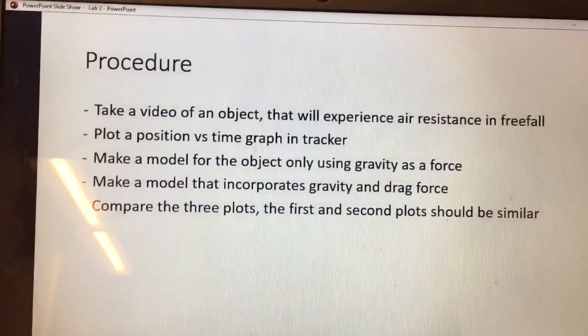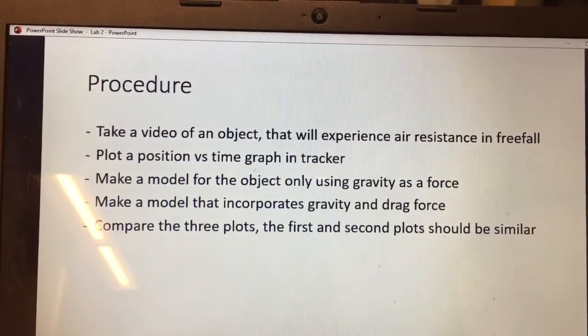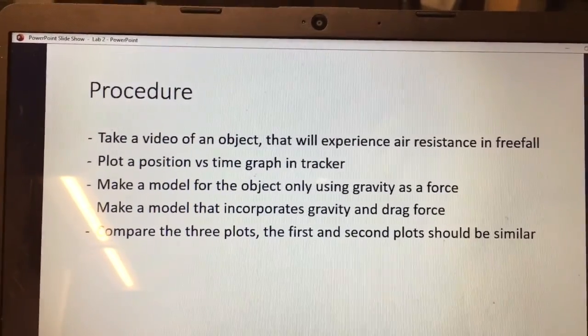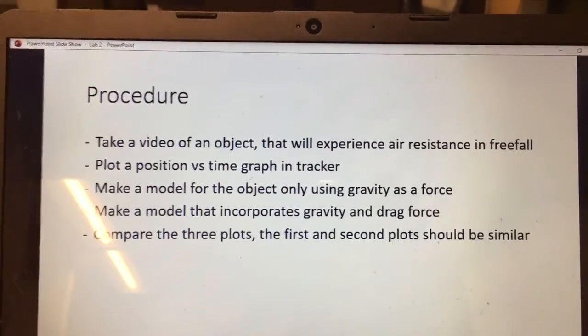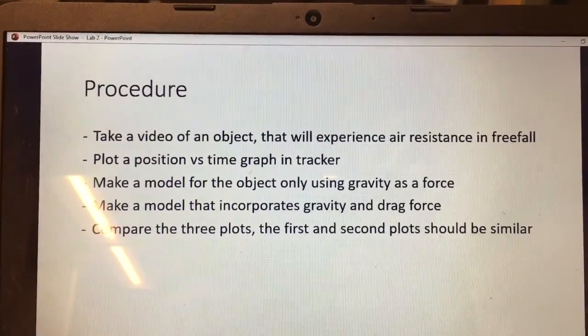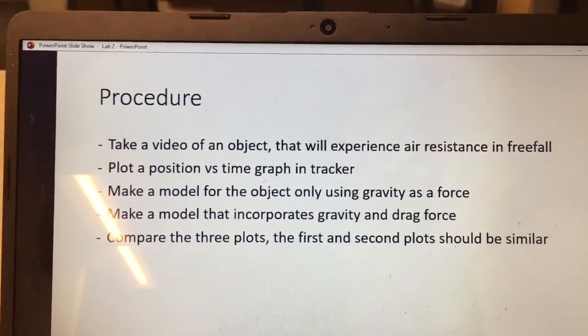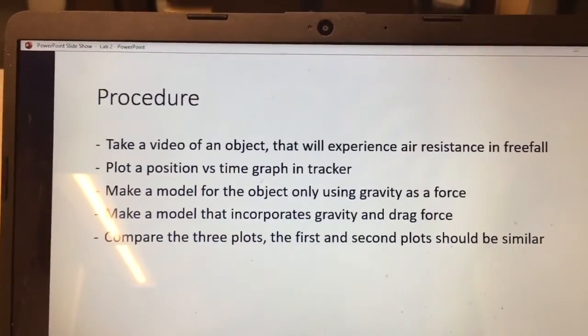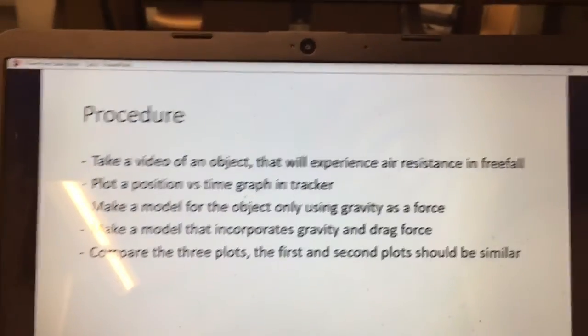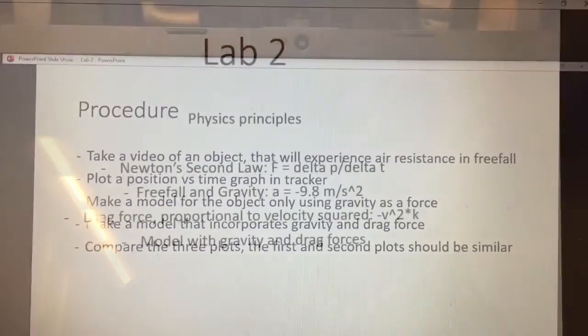Once we have the video, we're supposed to plot a position versus time graph in Tracker. After that, we're supposed to make a model for the object only using gravity as a force. And then we're supposed to make a third model that incorporates both gravity and drag force. And then we're supposed to compare these three plots.